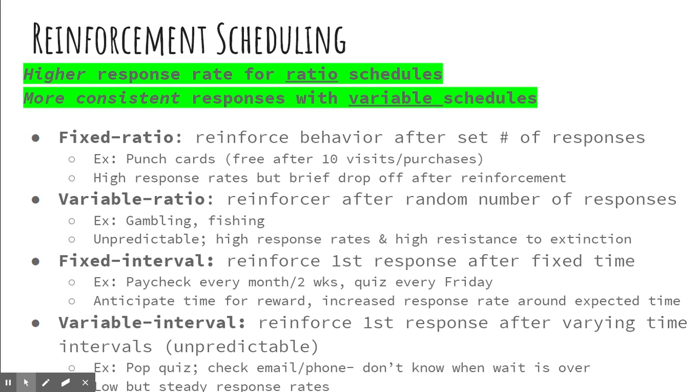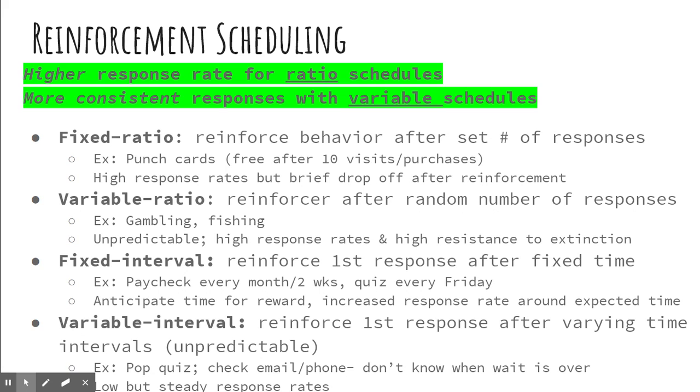So fixed interval means that you begin to anticipate when that reinforcement is coming, right? The quiz. You anticipate when your reward is coming, and so you're more likely to put in work right before then and really increase your response rate around that time instead of consistently.